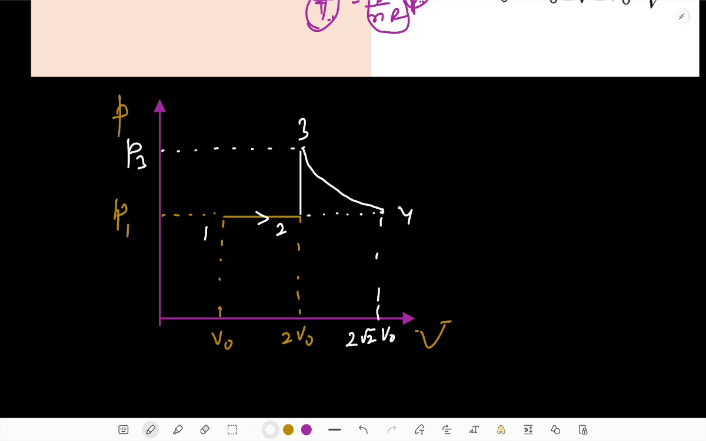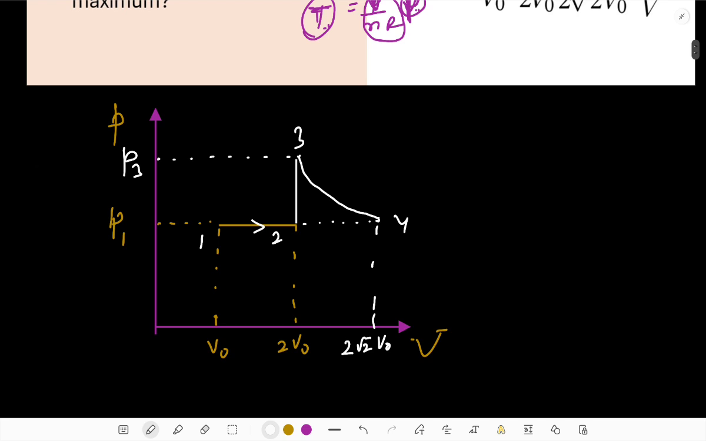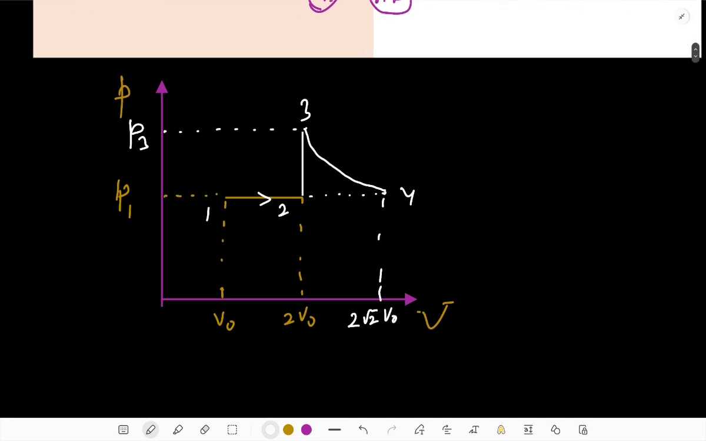From 1 to 2 it is the easiest thing to find the work done, because the question was related to which case the work performed by the gas is maximum. Yes, work is performed by the gas in going from process 1 to process 2, and this is this area, and this will be simply P1(2V naught minus V naught), that is P1 V naught. This is the work done in process 1 to 2, and in process 2 to 3 work done is equal to 0 because it is an isochoric process.